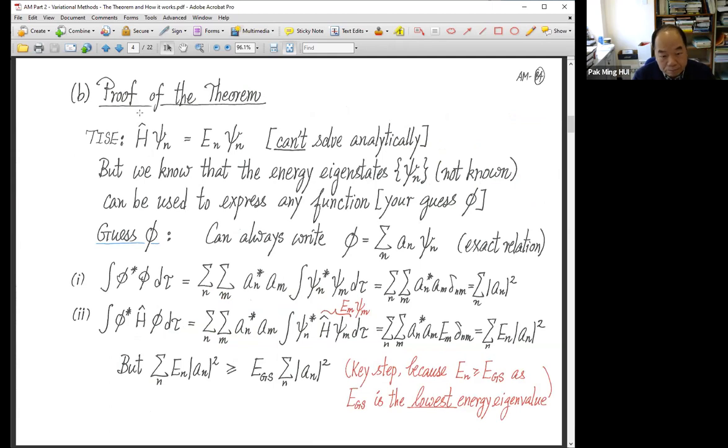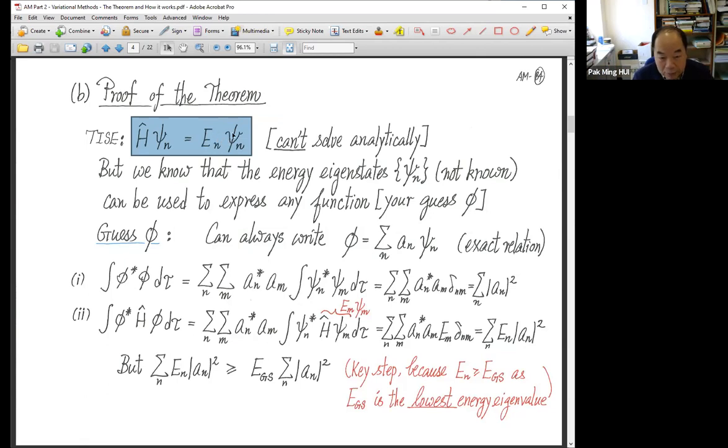Remember we have a problem, and formally we have the Schrödinger equation. So in principle there exist, although we don't know any one of them, the energy eigenstates phi n, and for each one there is an energy eigenvalue En. Formally they are there, although we are so ignorant that we don't know any one of them.